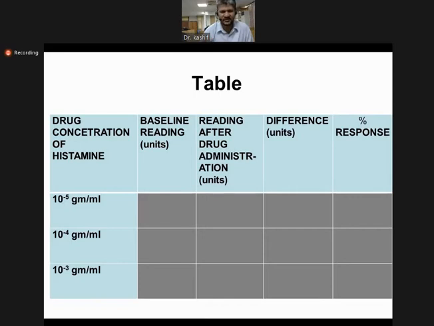This is known as percent response. So baseline readings, readings after drug administration, the difference, and then you finally find out how much percent response you get. Maybe at baseline the response is only 5%, and when you add the drug, the response reaches 30% or 40%, then you can simply calculate the percent response.